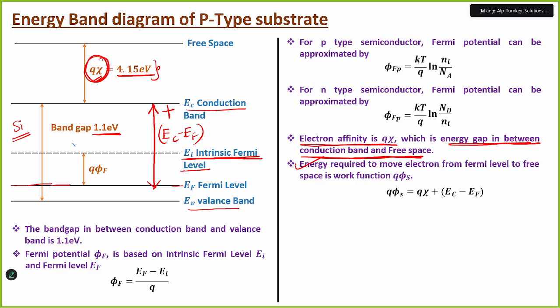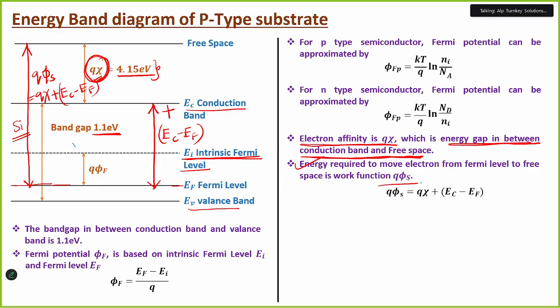So the total energy, q times phi s, is q times this distance. I can write q phi s equal to q chi plus EC minus EF. This is the energy required to move the electron from the Fermi energy level to free space.